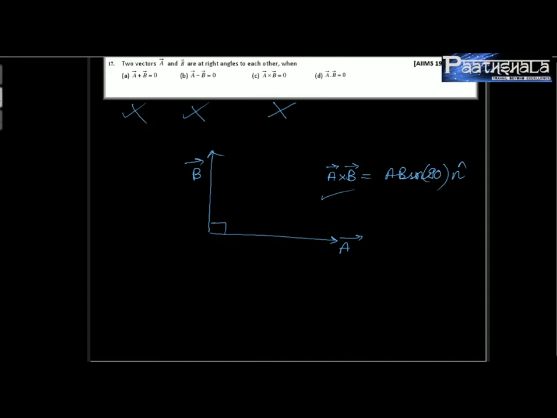and A dot B, let us check A dot B. A dot B is equal to AB cos of 90 degrees. So this is equal to AB into 0, that is equal to 0. So this is the option to be ticked. This is the option that is the answer. Next question.